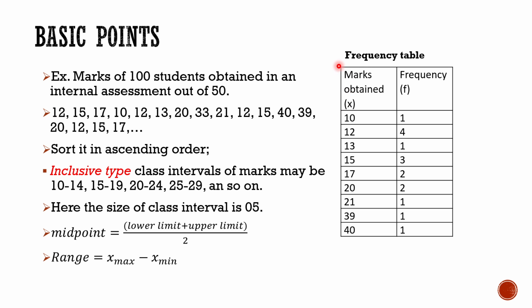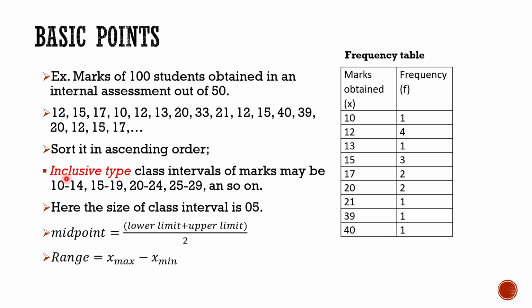Then we can make a frequency table. This is a frequency table, like if someone has got 10 marks, then how many of them have got 10 marks. So we'll put frequency before that. Like in this example till 17, we can see that only one student has got 10 marks out of 50. Then if we talk about 12 marks, four students have got 12 marks, so 4 would be the frequency for this particular value of x. And like this, we can make a frequency table for 50 students.